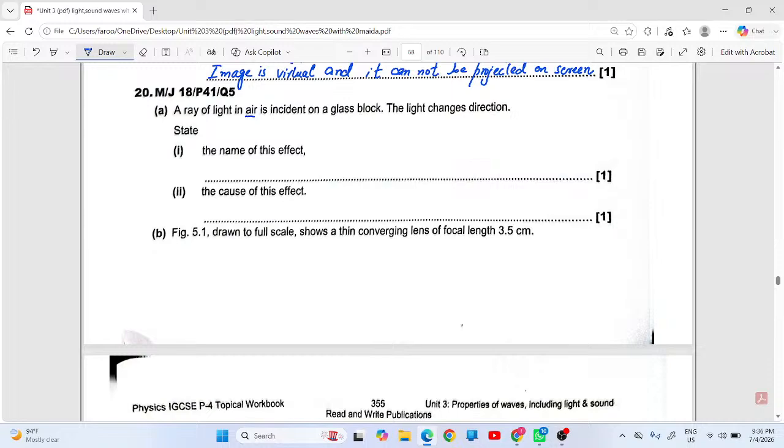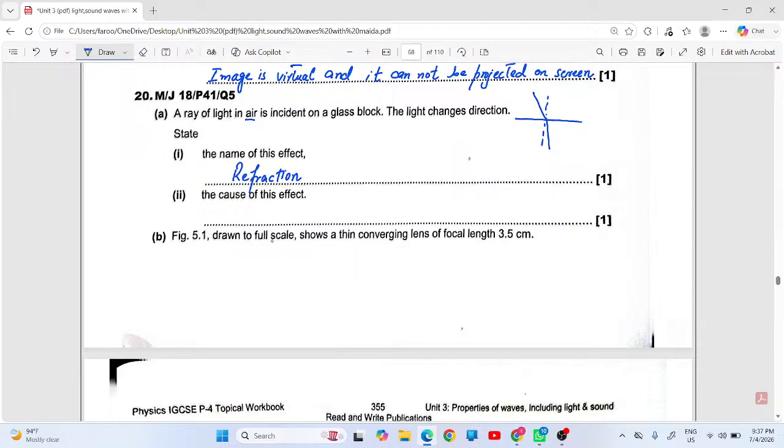Next is a ray of light in air is incident on a glass block. The light changes direction. Light क्या कर रही है? Light is falling on the glass block and changes the direction. For example, this is the ray of light, it hits the glass block and it will slightly change its direction. This phenomenon is called refraction.